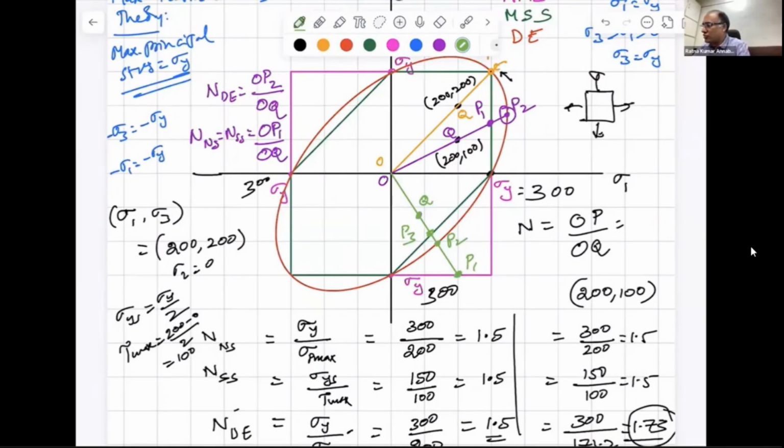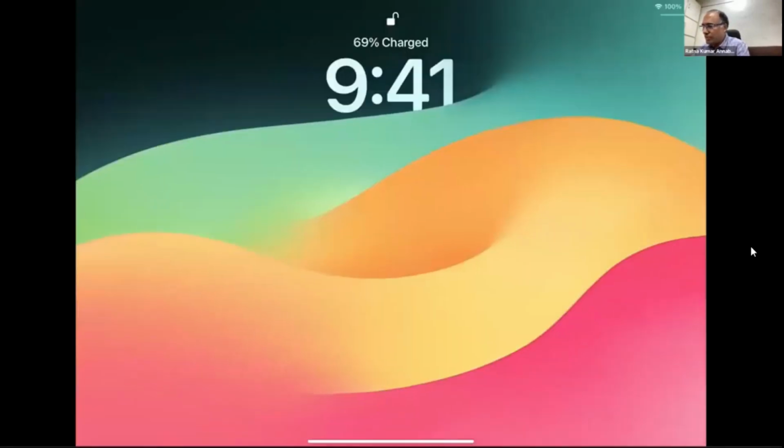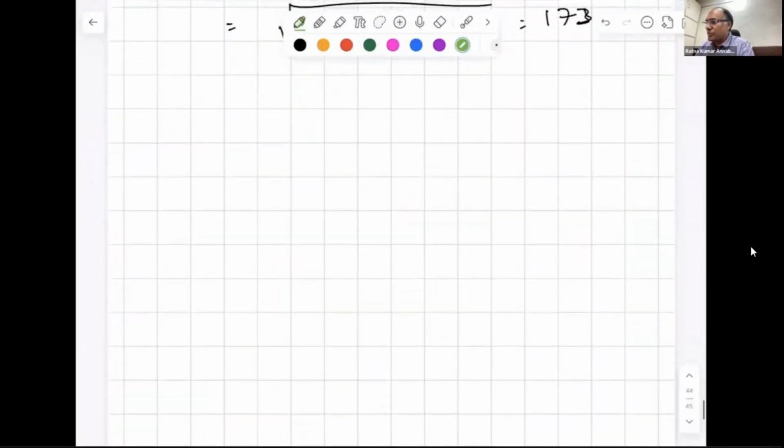So if there are no further questions, now I will give you a problem. Let us try to solve this problem. I am giving you a state of stress for a component whose yield strength in tension and yield strength in compression is 100 kilopounds per square inch.